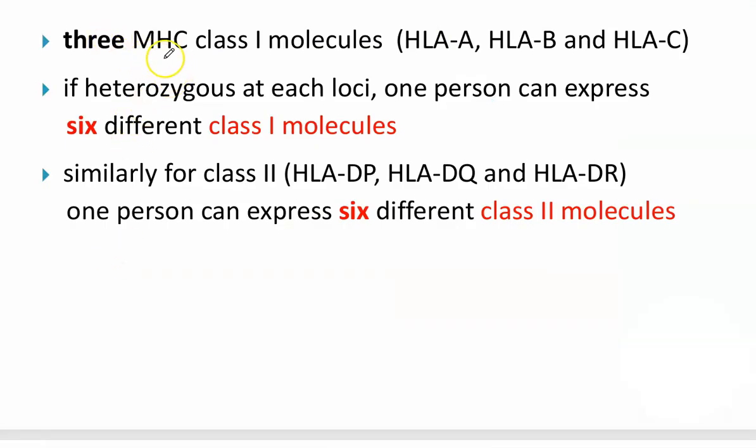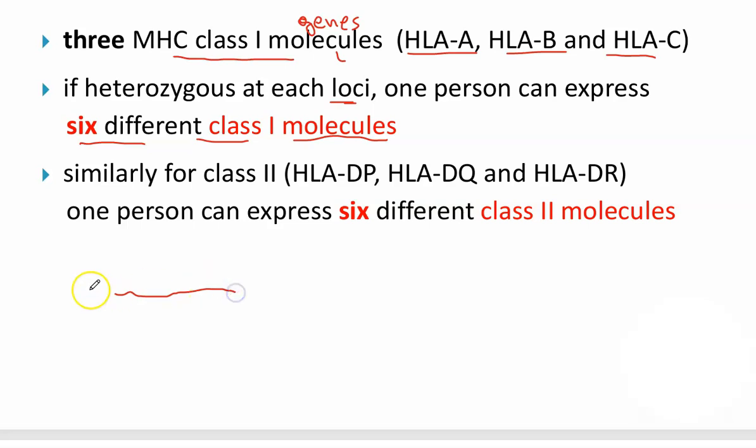As we've said, there are three genes that encode for the MHC class 1 molecules. These genes are these three, with thousands or hundreds of alleles. Now, if the person is heterozygous at each locus, the person can express 6 different class 1 molecules. Why is this the case?